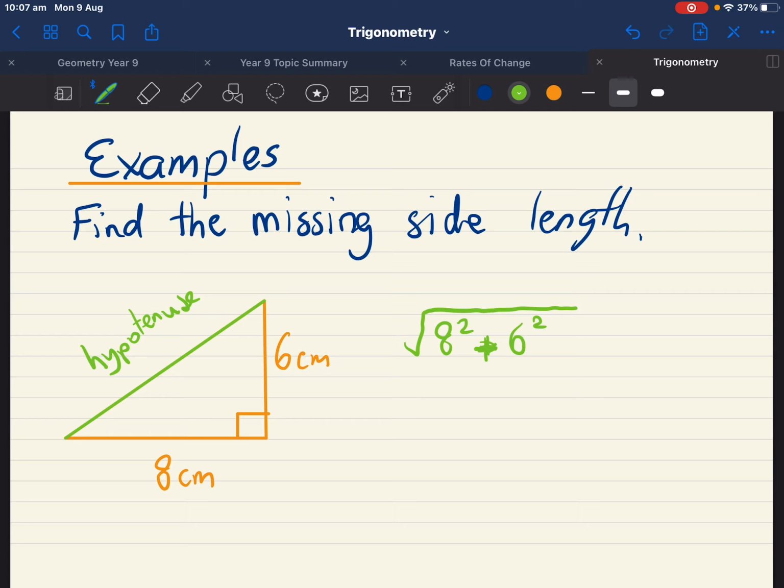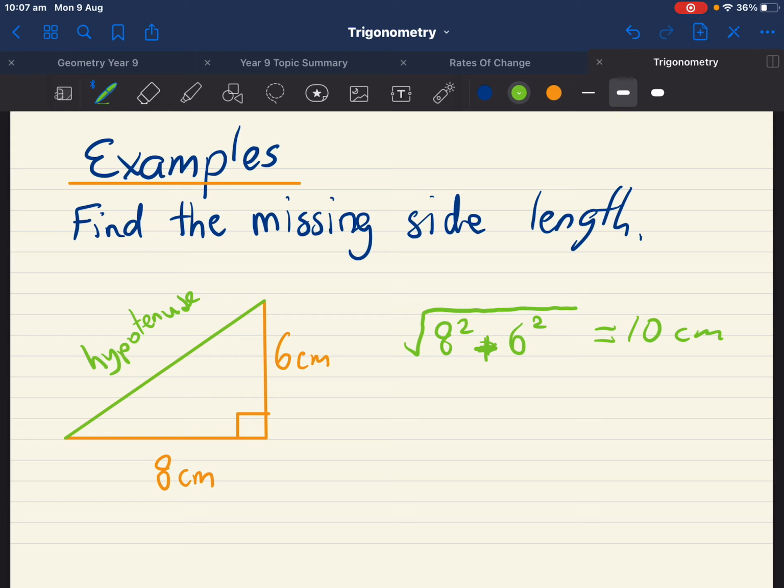You then just type that in the calculator, exactly how it's written, and you end up getting the length. In this case, it would be 10 centimeters. That is it. That's how you find the length of a hypotenuse using Pythagoras' theorem. So you always use the square root, and it's always the first side squared plus the other side squared.